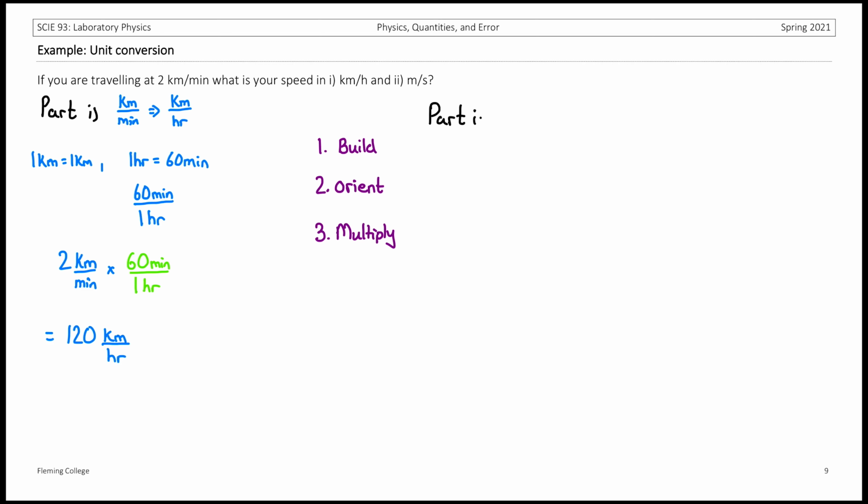Let's look at the example for part 2. Here, we're going from kilometers per minute to meters per second. So in our build stage, in the numerator, we have to convert kilometers to meters. So we have 1 kilometer is equal to 1,000 meters. And in our denominator, we have to go from minutes to seconds. So we have 1 minute is equal to 60 seconds. I'm going to orient these as 1,000 meters over 1 kilometer and 1 minute over 60 seconds.